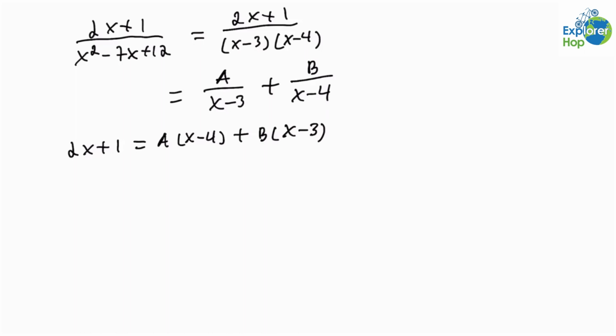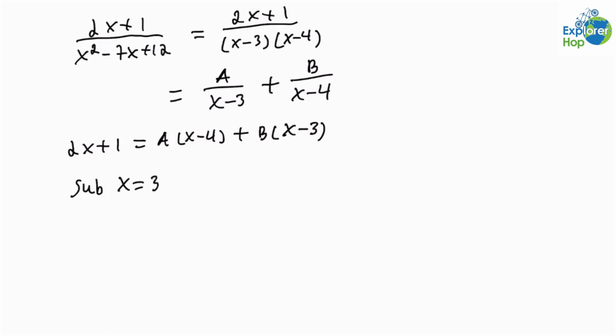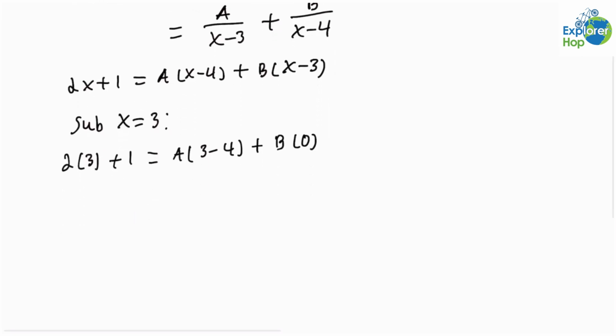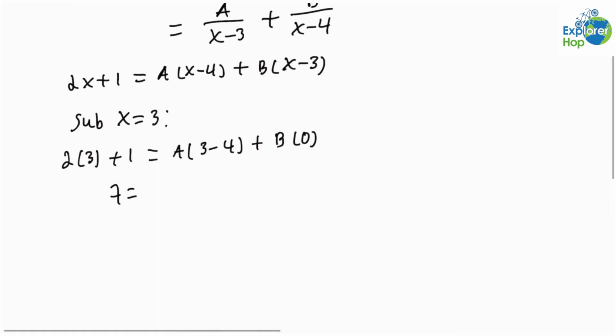Let's first sub in x equals 3 to find A. So this gives us 2 times 3 plus 1 is equal to A times 3 minus 4 plus B times 3 minus 3, which is 0. So 7 is equal to negative A, which means that A is equal to negative 7.